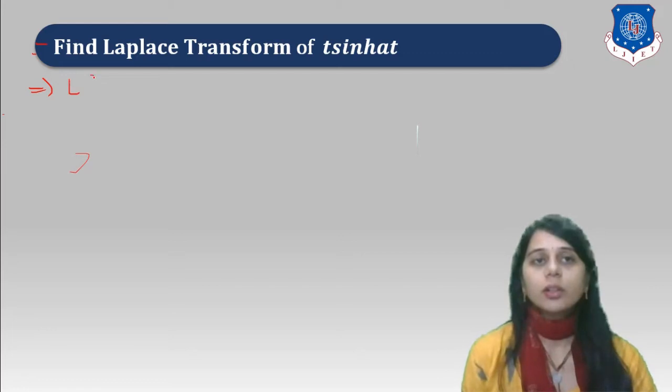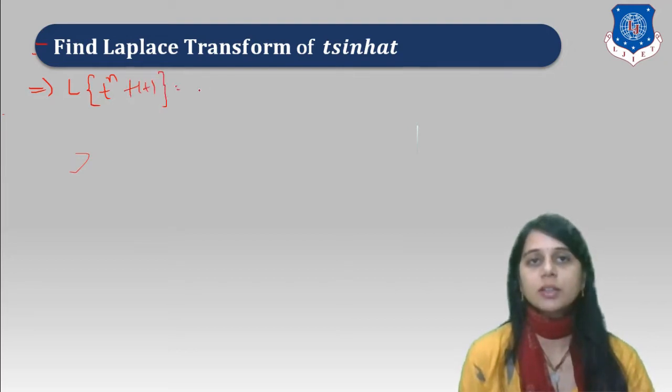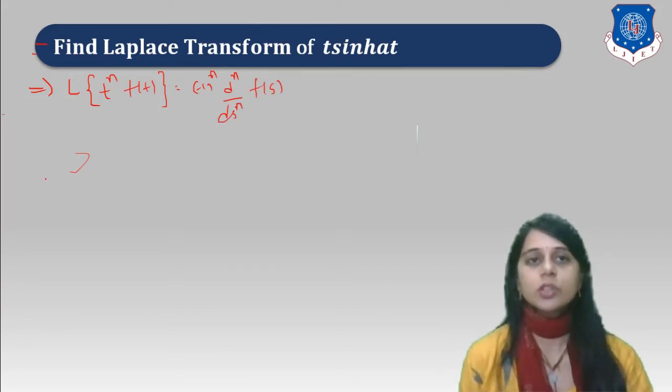First of all, the formula for Laplace of t raised to n f of t says that it is minus 1 raised to n, d raised to n by ds raised to n, f of s. So what is your step 1?